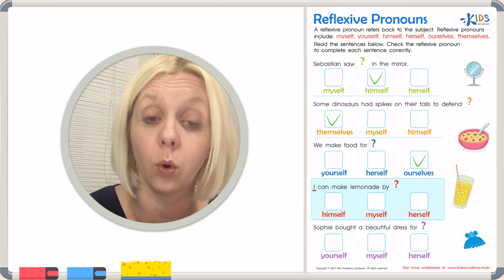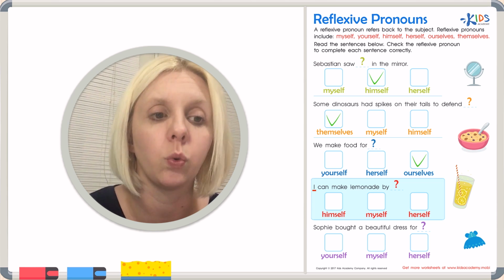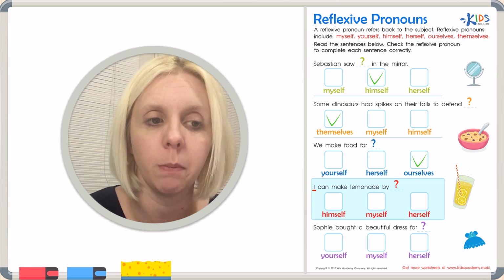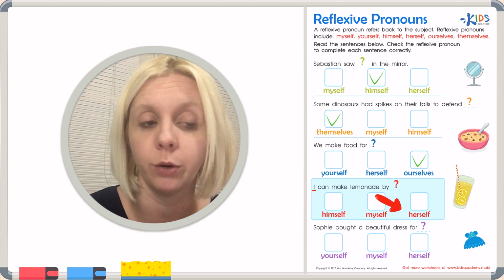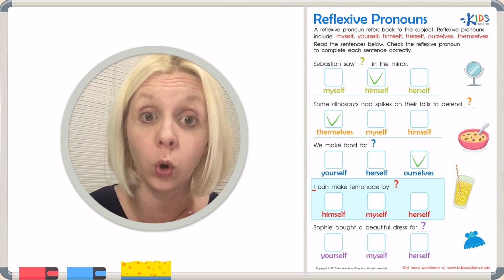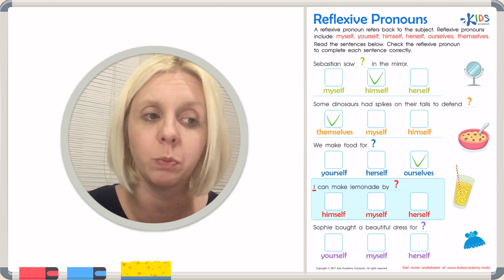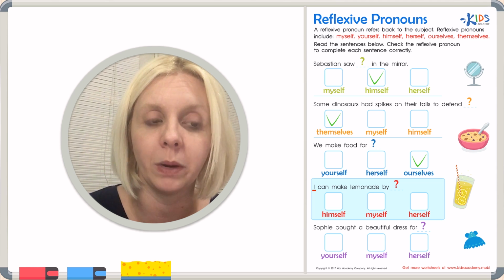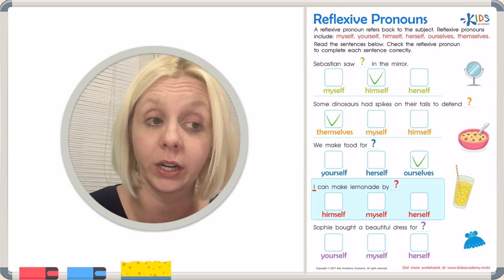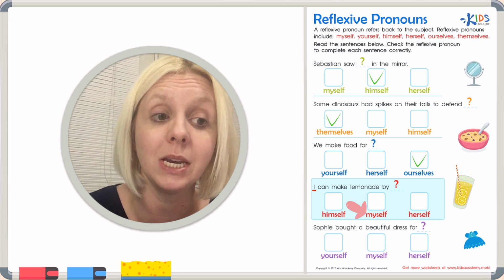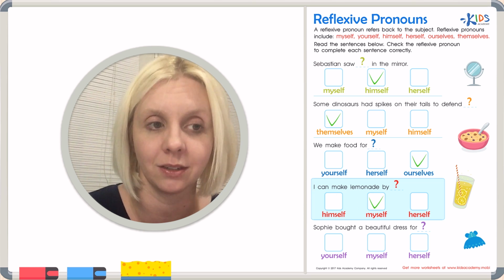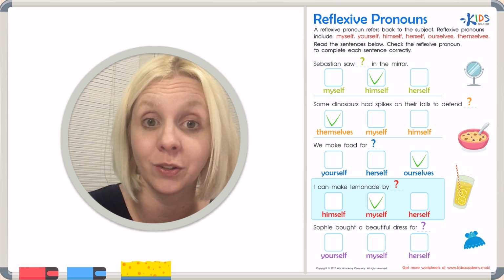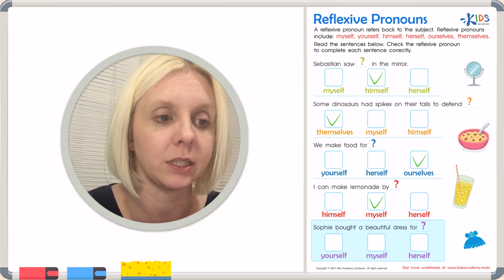I is referring to me or myself. So what about this one? I can make lemonade by herself. Nope, that's not right. Even though I'm a her or I'm a girl, that would make sense because it's talking about the I. The I is the subject. So that one won't make sense either. This is the correct one. Myself referring to me or I, right? Very good. Okay, one more. You're doing so awesome helping me out with this.